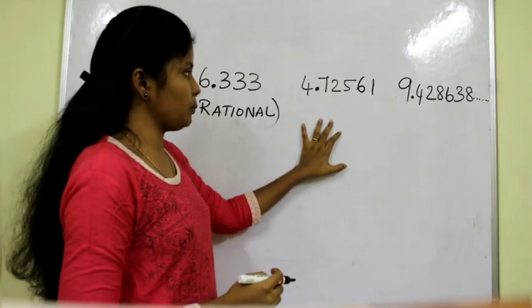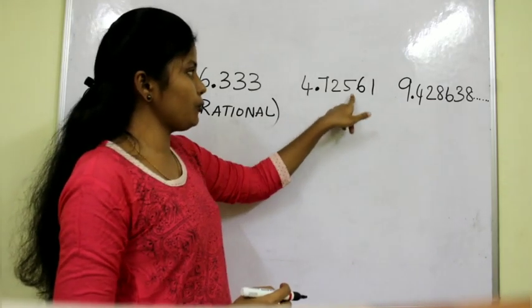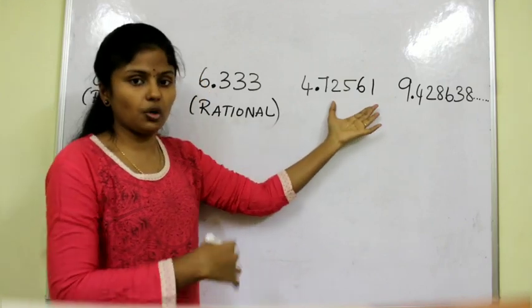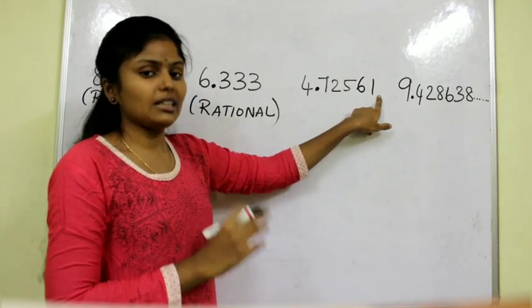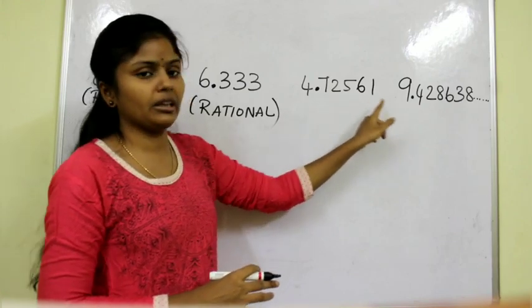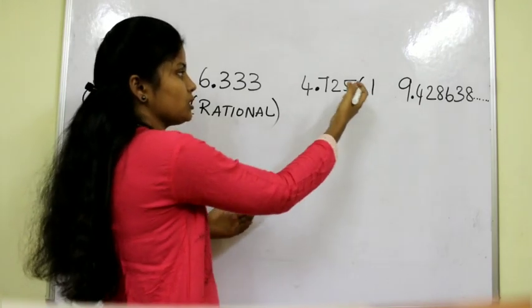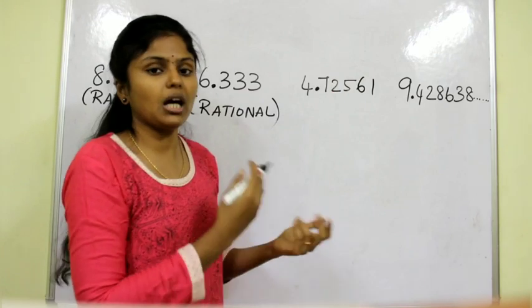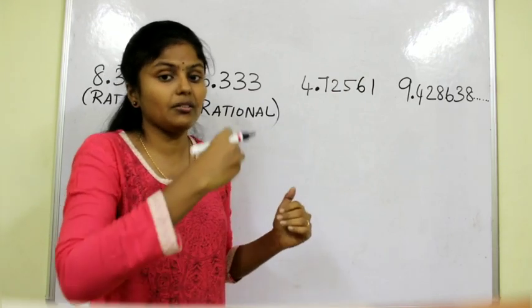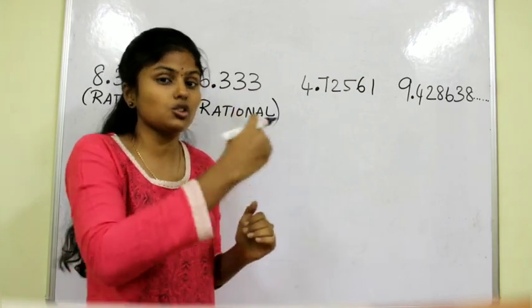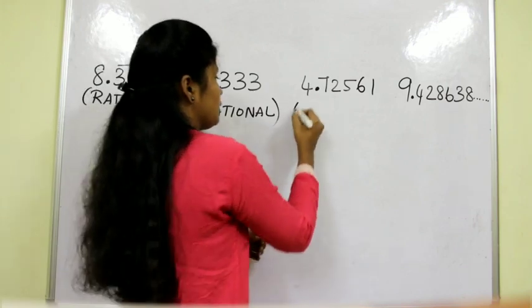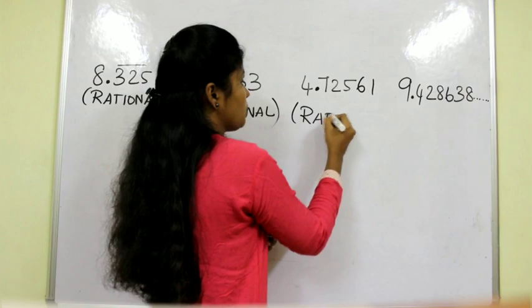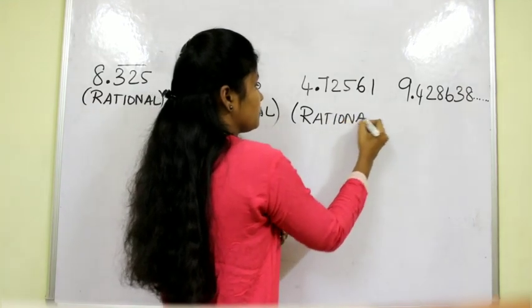Now the third example, 4.72561. Here the numbers are not repeating, but it is stopping at one particular point. That's the reason why you will be able to find the nth digit. You can find the 5th digit, 4th digit, 6th digit, or any number of digits that are given after the decimal point because it's stopping at one point. That's the reason this number also belongs to the rational category.